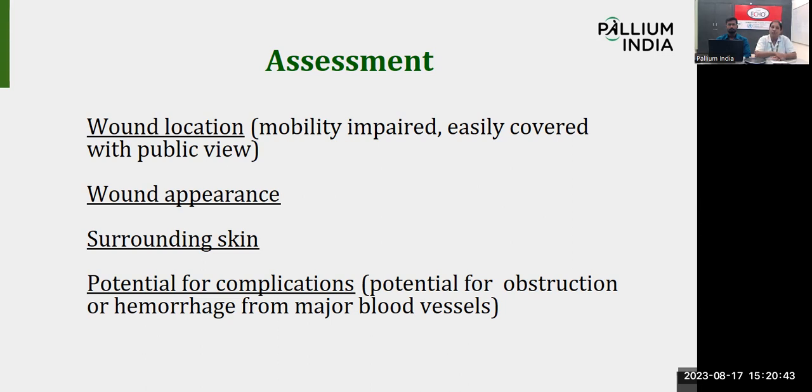And the potential for complications, like potential for obstruction or hemorrhage from the major blood vessels, we have to assess. Why? Because in the head and neck there is the jugular vein, right? If the wound extends towards the jugular vein, that will also lead to hemorrhage, which is a life-threatening condition. So we have to rule out potential complications during assessment, right?